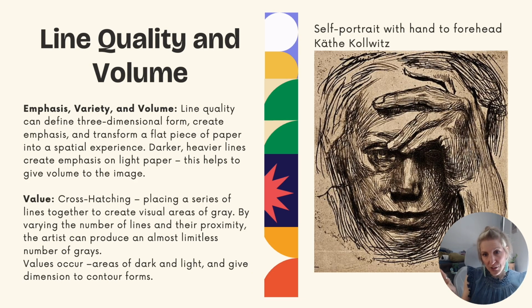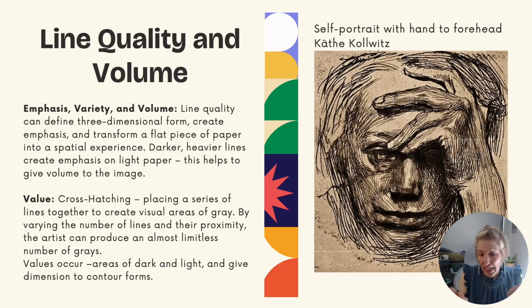Now, there's also different types of line quality, right? We might see emphasis, variety, or volume expressed through line quality. And these can help define three-dimensional forms on a two-dimensional surface. They create emphasis and transform a flat piece of paper into a spatial experience. Darker or heavier lines create emphasis on a light paper and draw that attention. And this helps to create volume in an image.